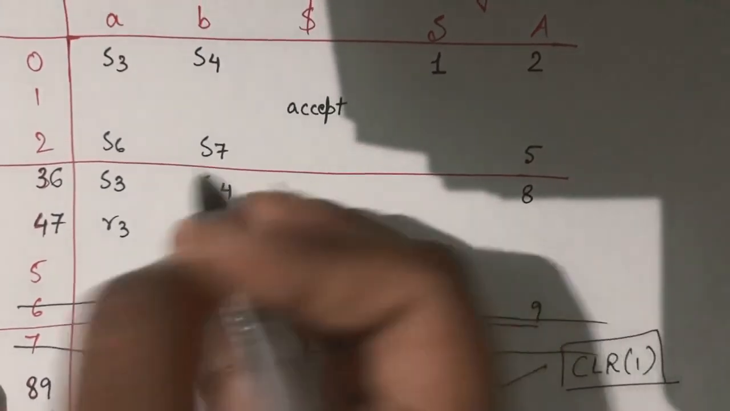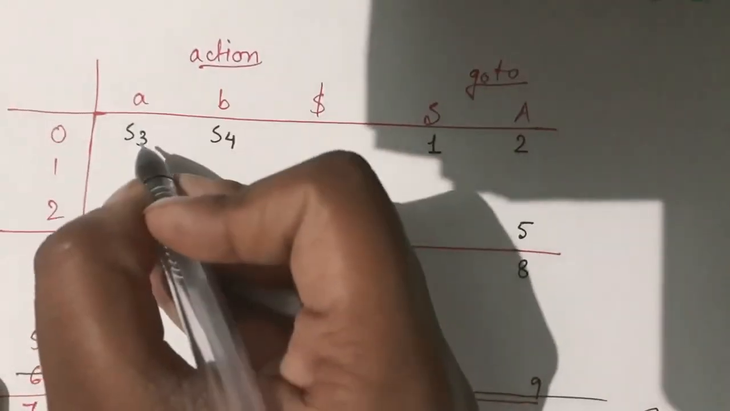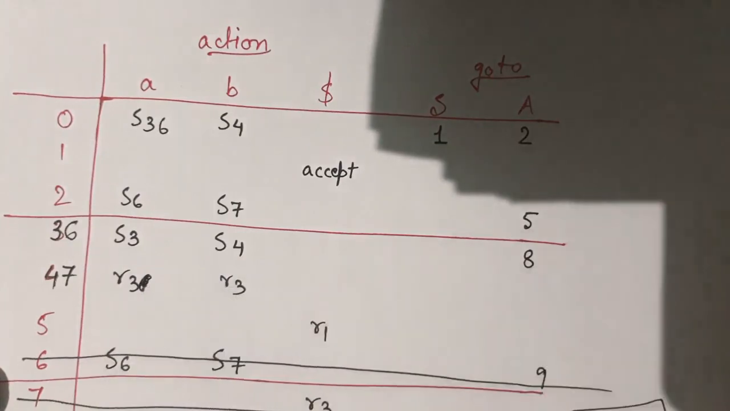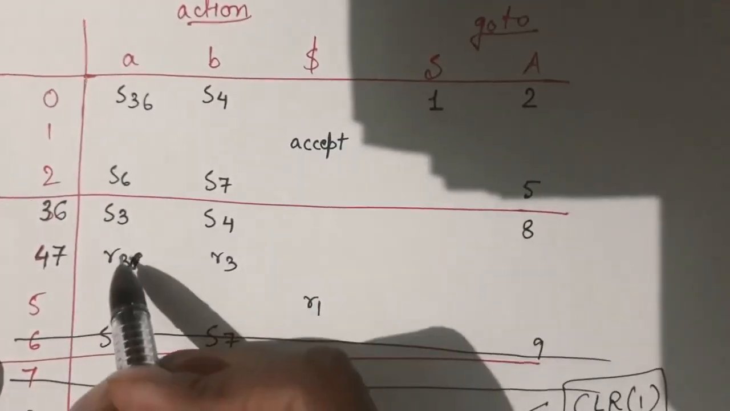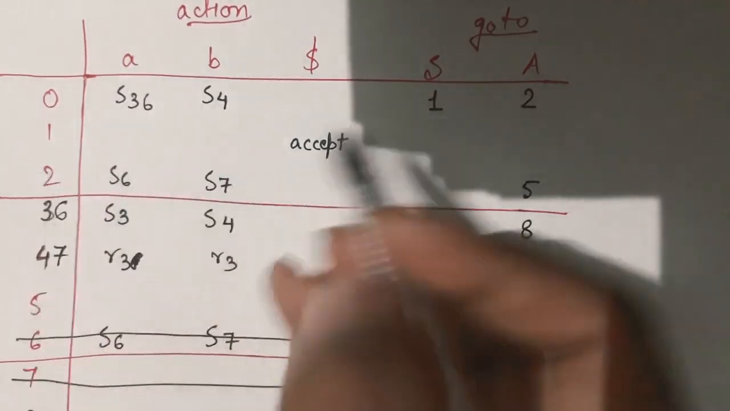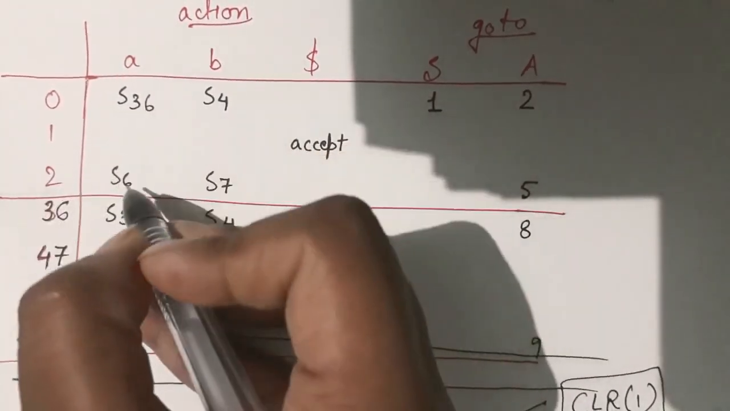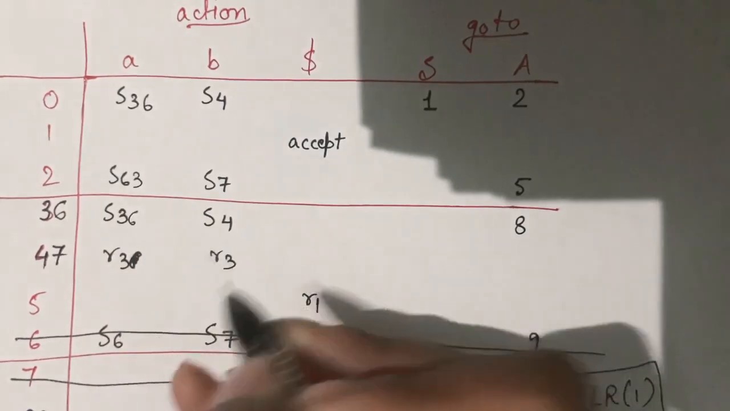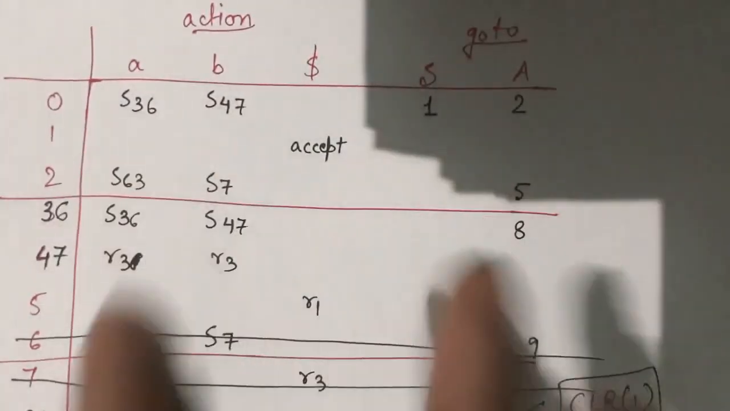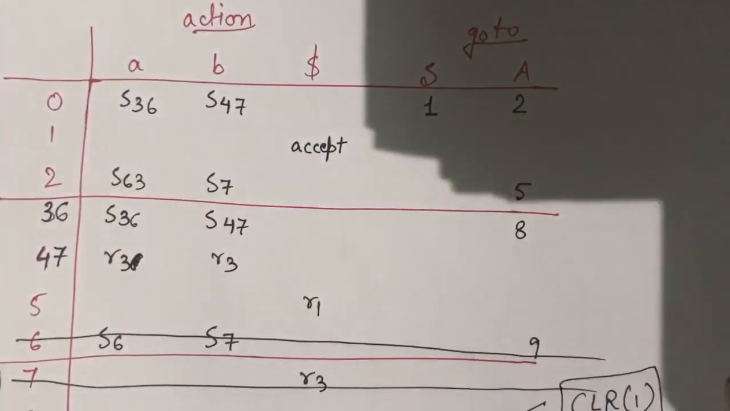And similarly, wherever a shift move has 3, we will write it as 3, 6. No change in the reduction move, because with the reduction we are writing the number of the productions. So whenever there is a shift move, instead of 3 we will write 3, 6, 3, 6, 3, 6, like that. Whenever there is 4 we will write 4, 7, because we have combined 4 and 7. So we will make them 4, 7, and like this you will do similarly.